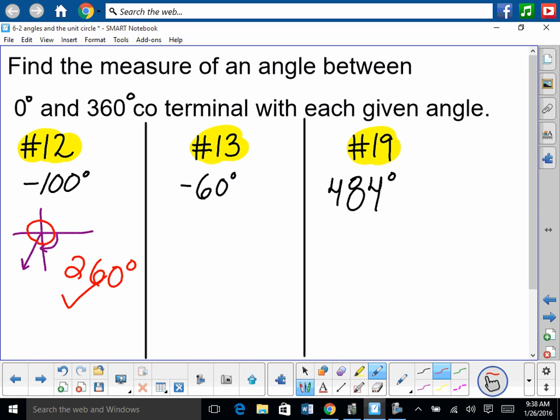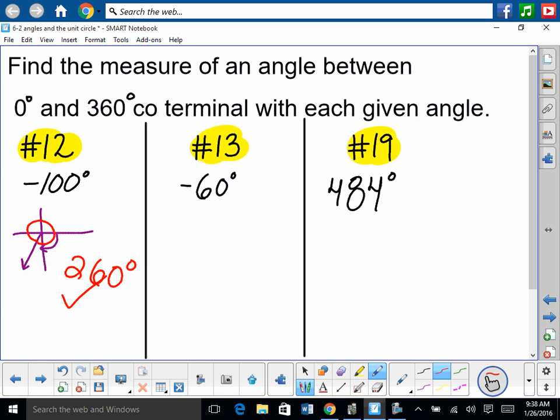So there's our angle. We could find another coterminal angle. Couldn't we add another 360 to that? Wouldn't that put us back in the same spot? Or couldn't we have started with negative 100 degrees and gone in the negative direction, 360? That would have given us negative 460, but we want the one between 0 and 360.